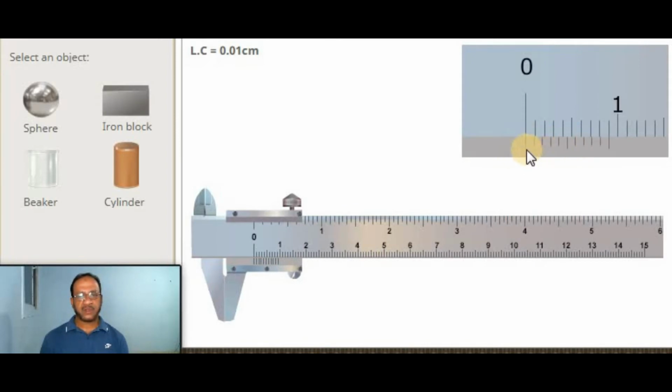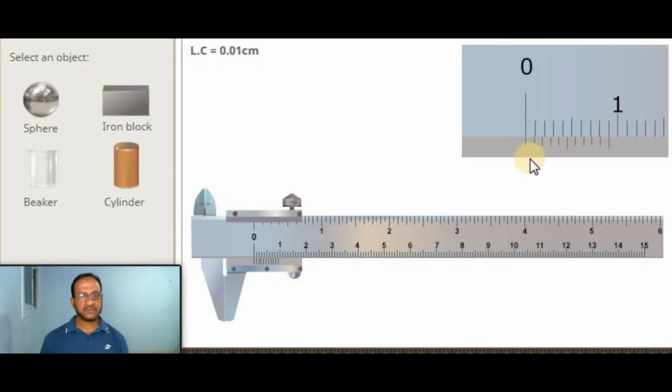See here, the bottom one is the Vernier scale, the upper one is the main scale. Now you can see here that the total 10 divisions of the Vernier are coinciding with the 9th division of the main scale. Okay, 1, 2, 3, 4, 5, 6, 7, 8, 9. The 9th division of the main scale. The first observation, all of you write down: 10 VSD equal to 9 MSD. That is, 10 Vernier scale divisions are equal to 9 main scale divisions.